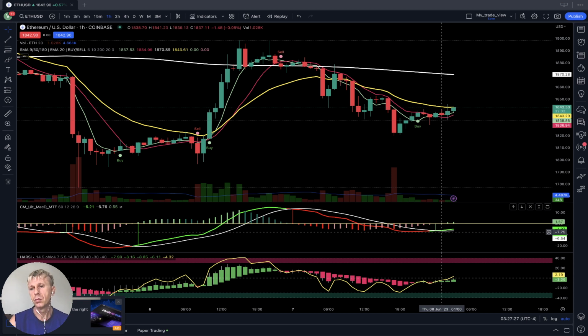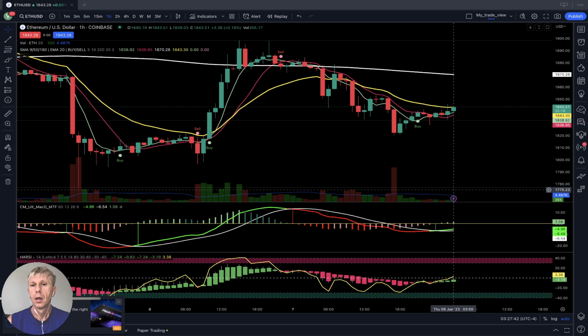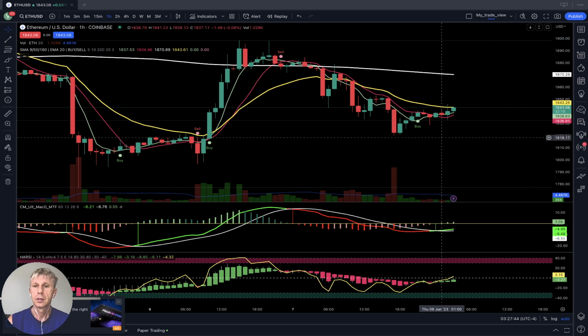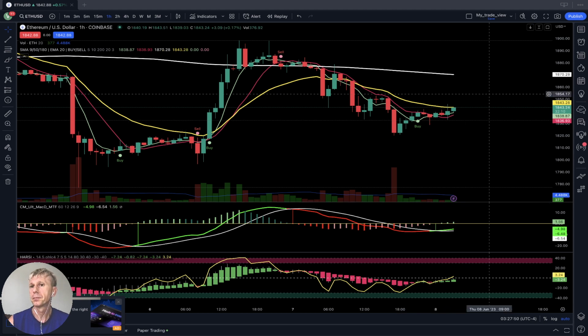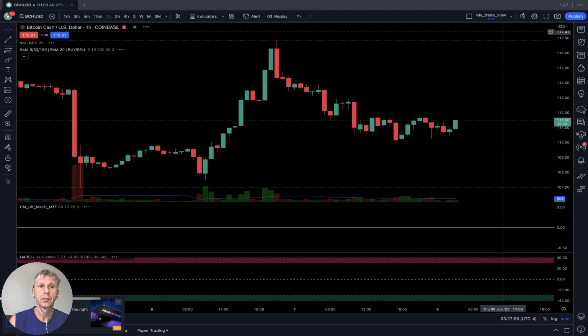MACD, green bullish crossover, like I said, below zero line. Heikin Ashi did bullish crossover also, change color from red to green, and RSI bullish crossover. It's a positive bullish signal, but remember it's all in the bearish territory on 1 hour time frame. Still negative. Let's move to Bitcoin Cash.